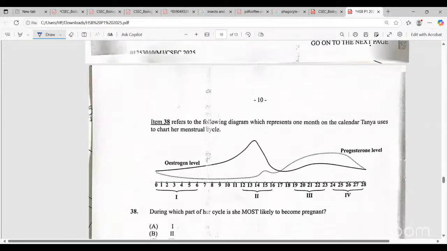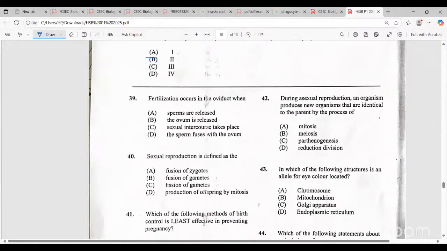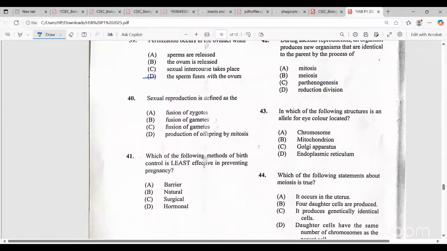All right. During which part of her cycle is she most likely to become pregnant? And of course, that is around the ovulation time. And normally a woman starts to ovulate around 14 days. So I would say that anywhere between period 2B. Fertilization occurs in the oviduct when sperm fuses with the ovum. So that's D. 40. Sexual reproduction is defined as the fusion of gametes, right? Coming together.